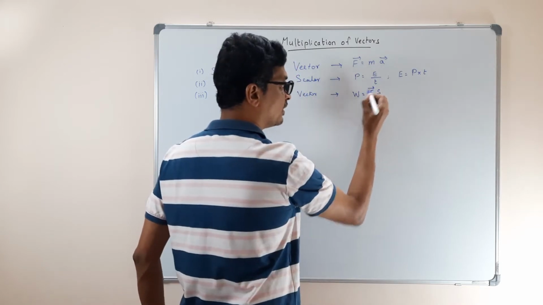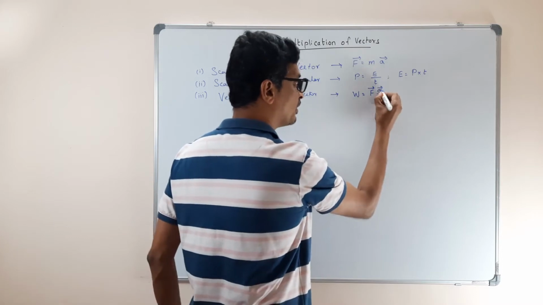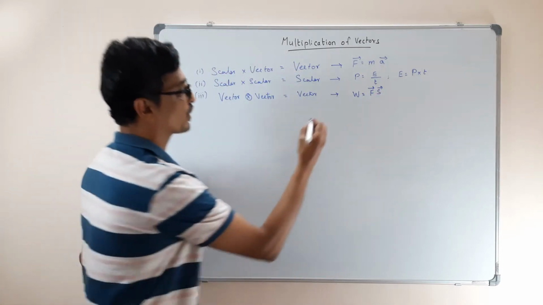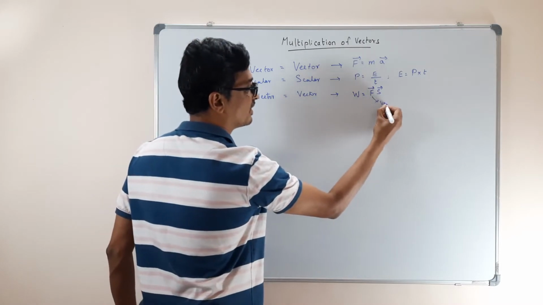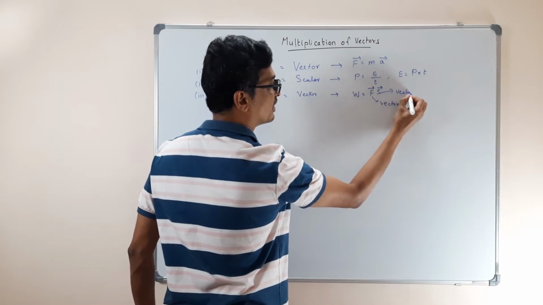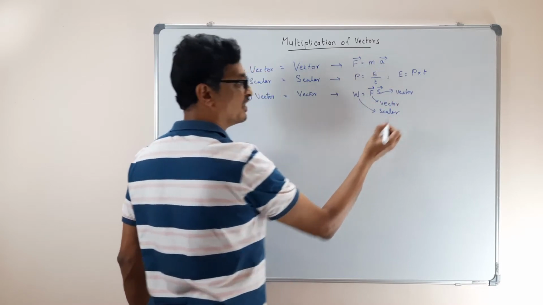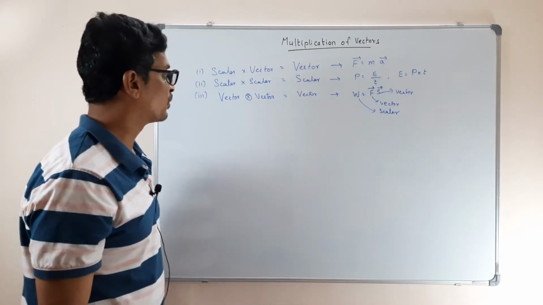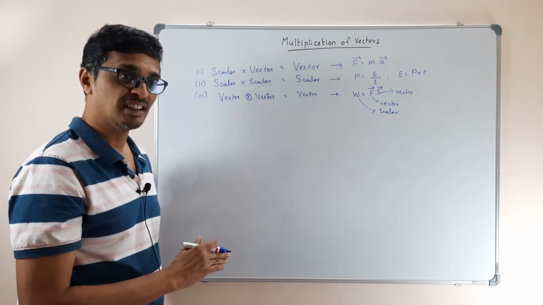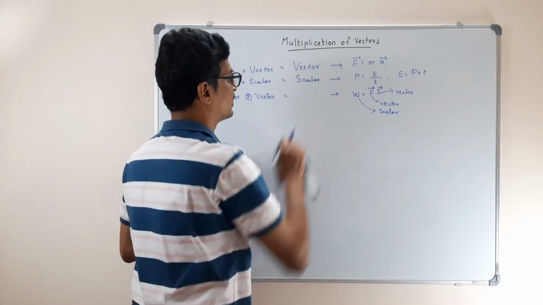Force is a vector. Displacement is also a vector. What you have done is multiplied them, but work is a scalar. So this is a vector, this is a vector, and this is a scalar. So when you multiply two vectors, it's a scalar. So I am writing scalar here.